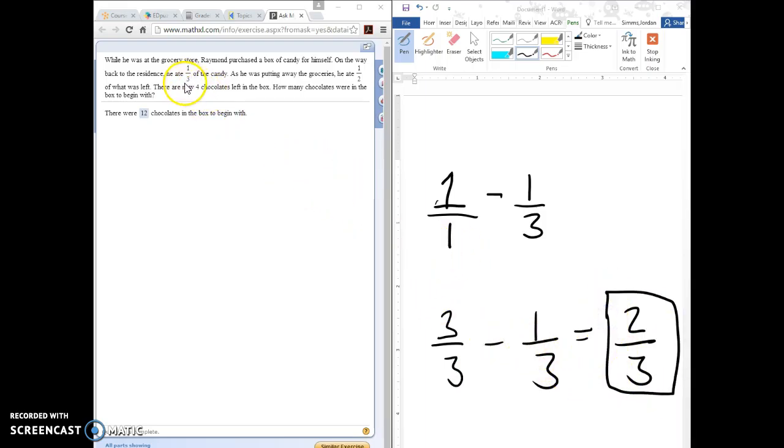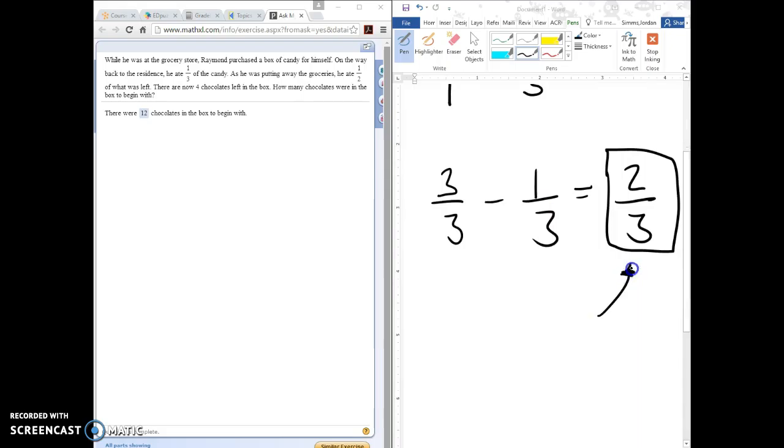So basically he ate 1/3 of the candy, which means he has 2/3 left. That should kind of make sense if we think about it, right? Like this is a box of candy, divided into thirds. He ate 1/3 of it, so we have 2/3 left. So that's cool. As he was putting away the groceries, he ate half of this. He ate half of what was left.